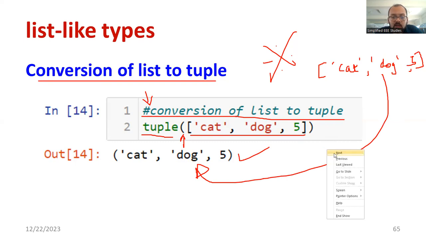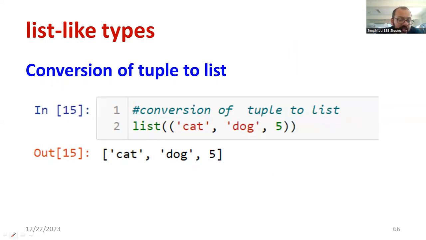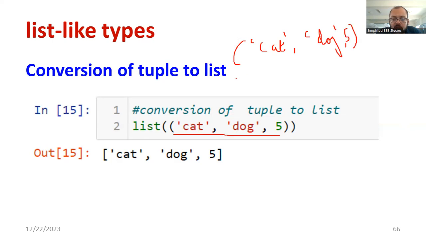Anything is okay. Similarly, there is another feasibility that suppose I have the tuple. So you can see the tuple. What is the name of the tuple? So we have cat. Okay, this is one tuple. Then dog is another item of the tuple. Then 5. Okay, this is my tuple. So I just wanted to convert this tuple into list.